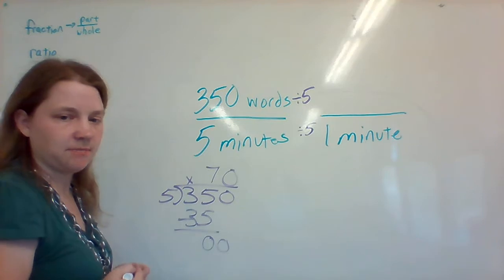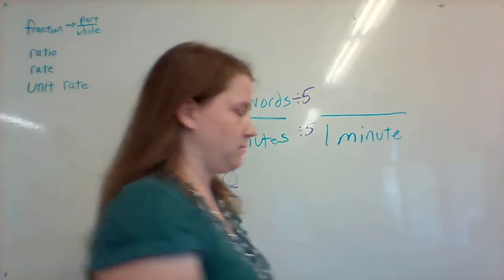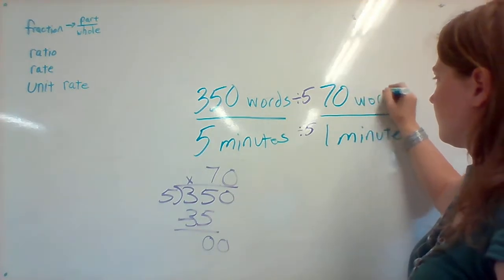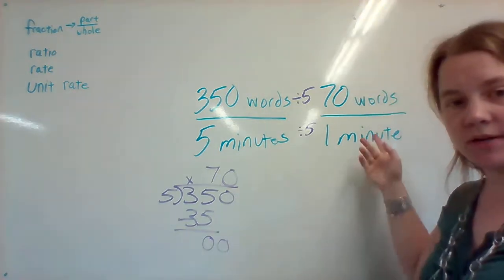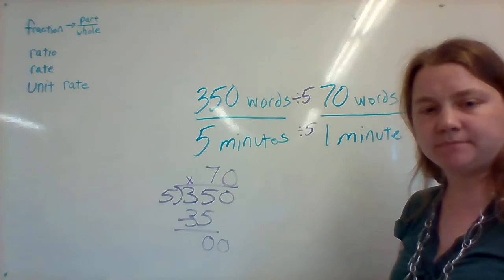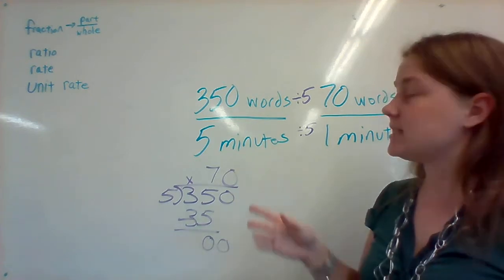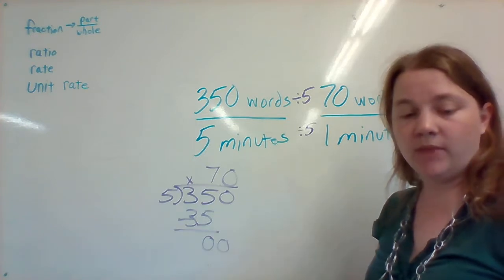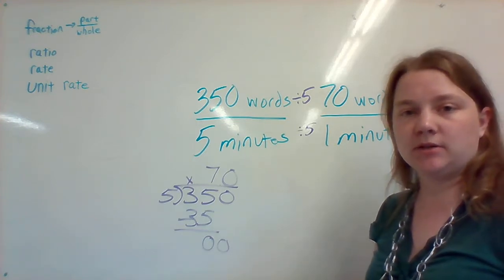So I ended up typing 70 words per minute. So I can type roughly 70 words a minute. And this is a unit rate because the number on the bottom is a 1. And with a unit rate, it makes things easier to understand.